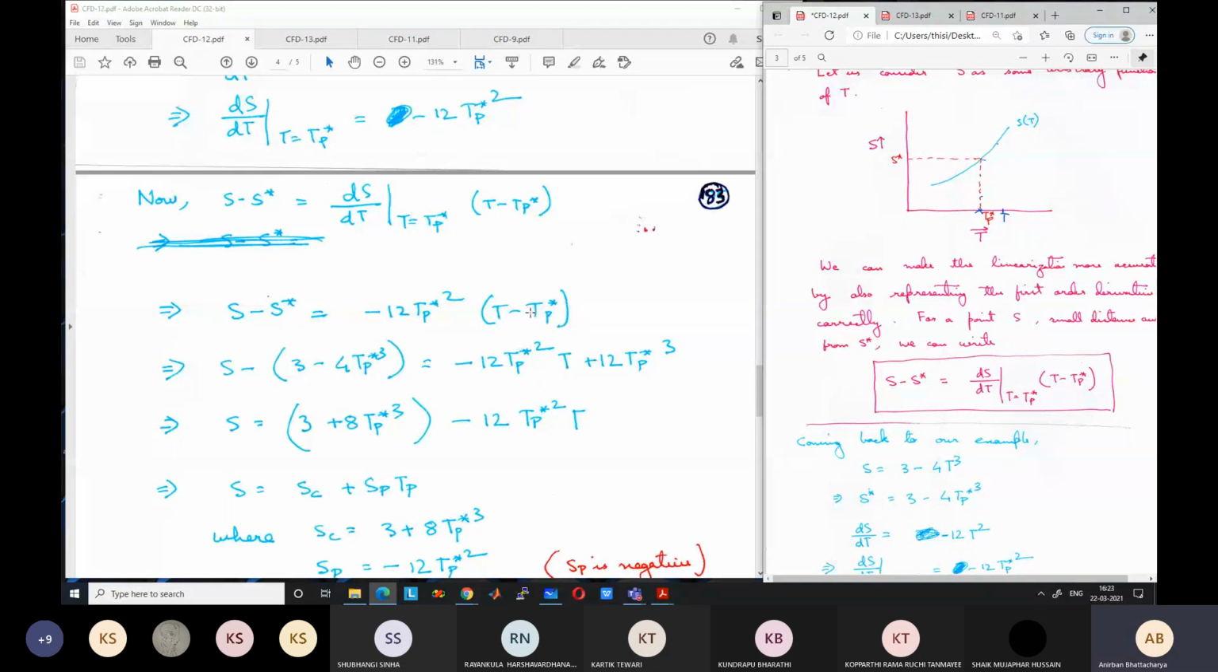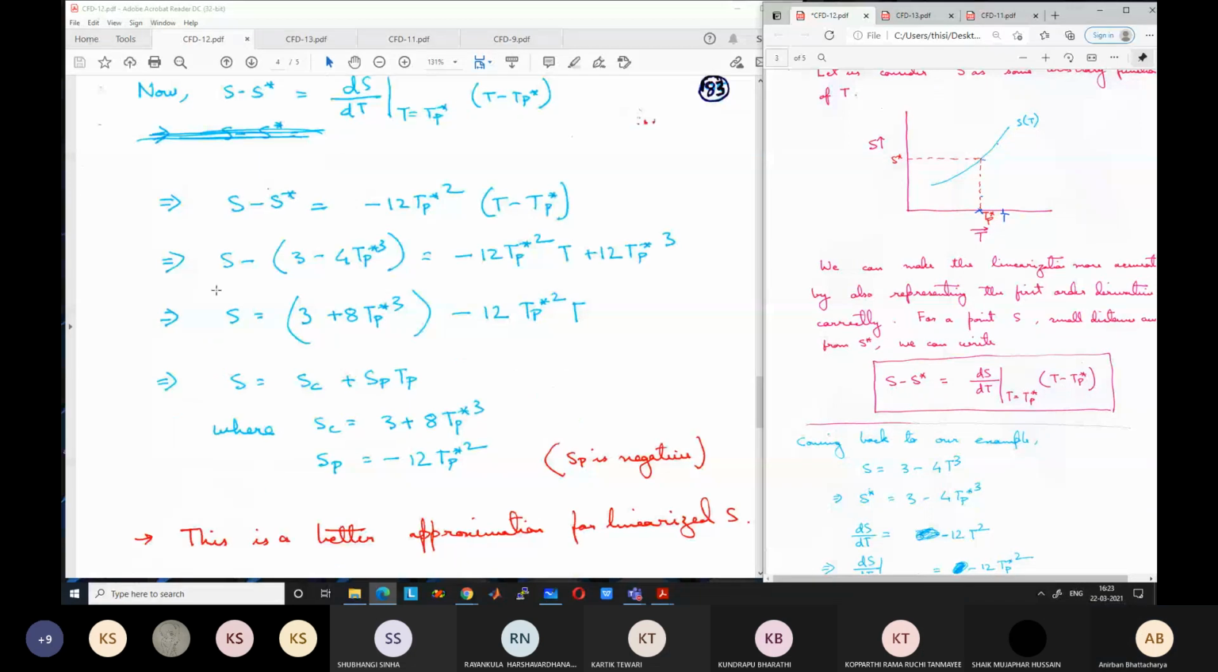12 Tp star cube. By rearranging, we find that S is equal to 3 plus 8 Tp star cube minus 12 Tp star square T. This is the linearized form of the equation.